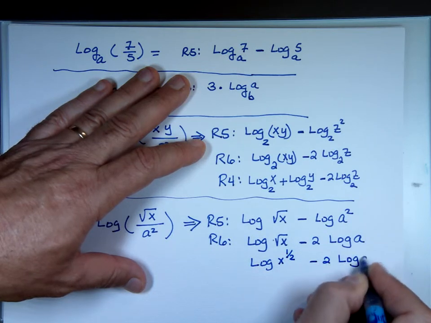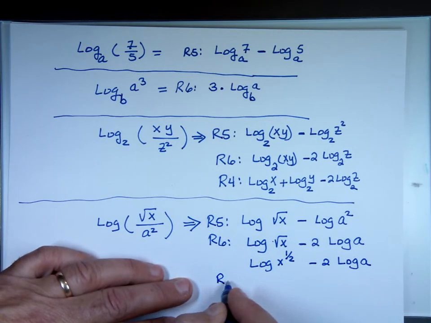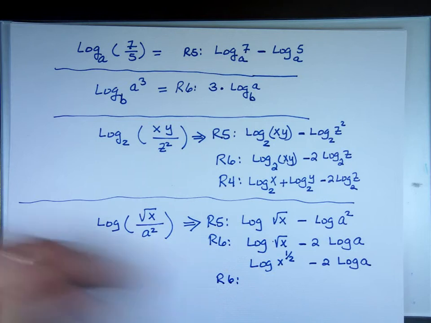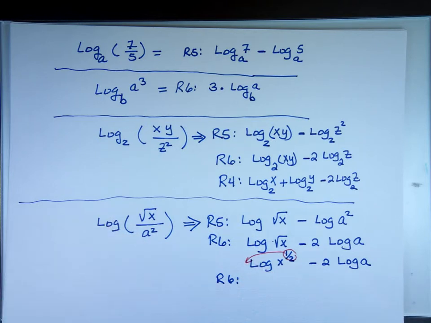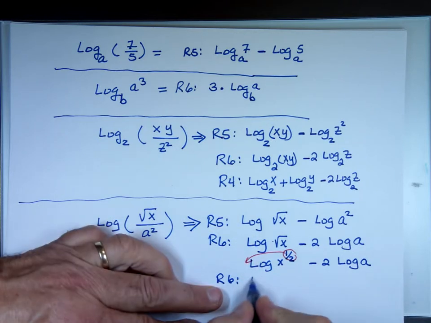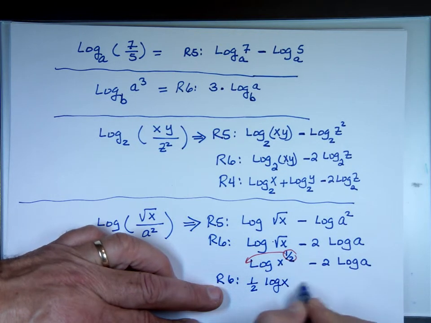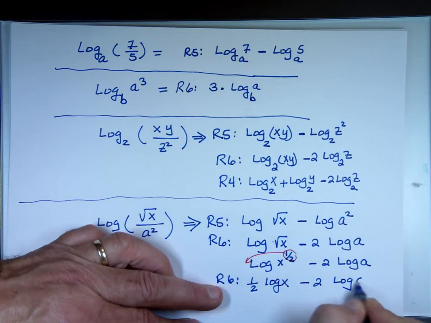No. Subtract. So you have to apply rule number what? 5. Try again. 3. 6. Not a guessing game. One of them. You get a power. Wait, what? The power goes in the front. Oh. That becomes 1/2 the log of x minus 2 times the log of y.